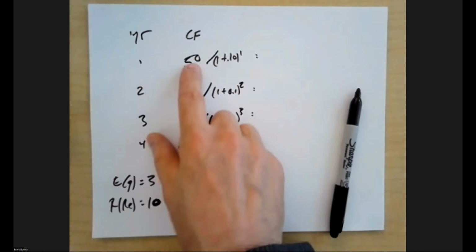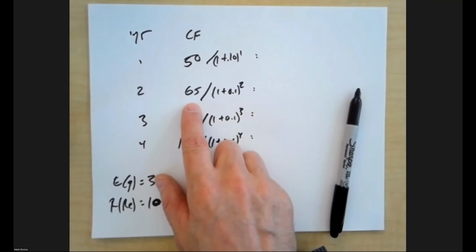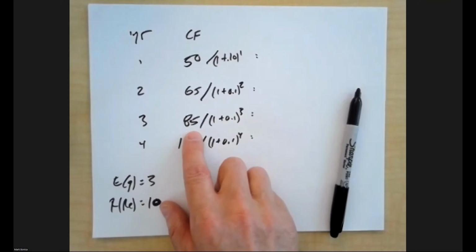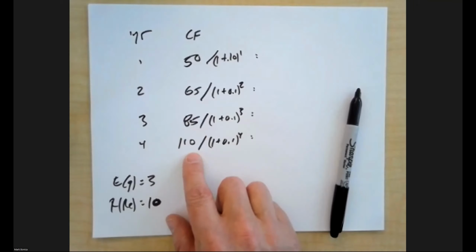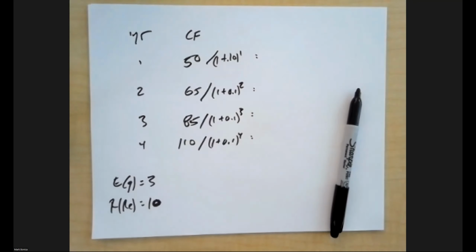Or you could treat them all as individual TVM problems. So you could do FV is 50, N is 1, I is 10. Give me the PV. FV is 65, N is 2, I is 10. Give me the PV. 85 is the FV, I is 10, N is 3. 110 is the FV, right? Because these are all FVs. So we're going to bring all of them back. So one way or another, you're going to do that.